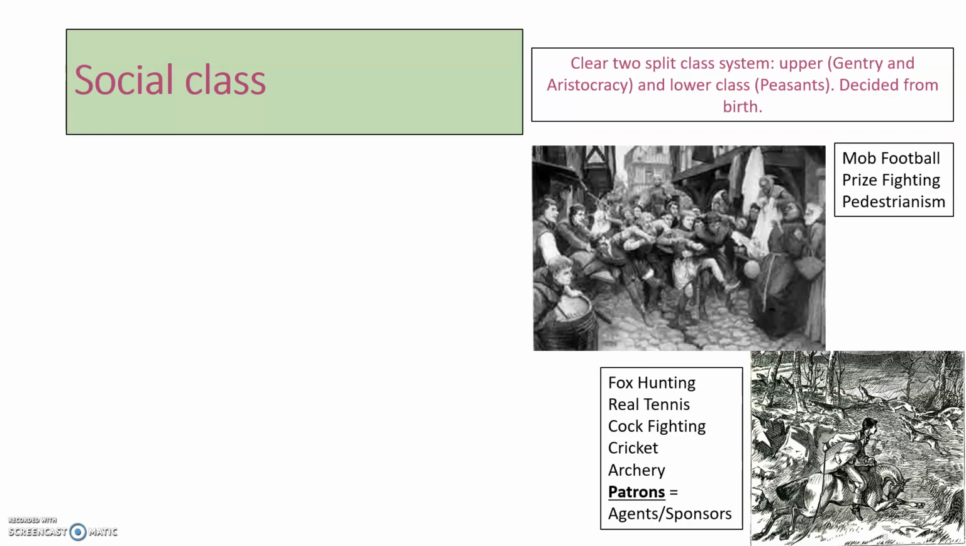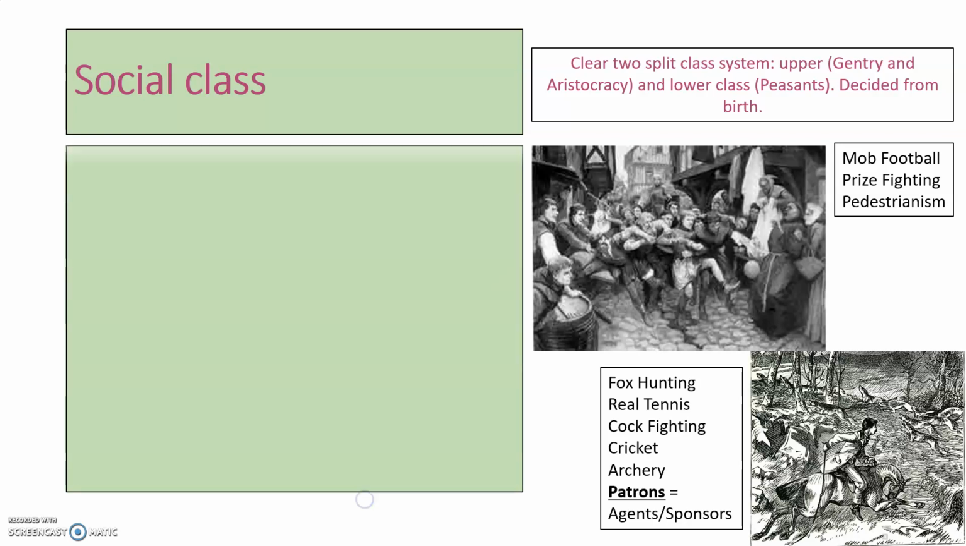They'd have also taken part in activities that weren't illegal at the time, such as animal baiting, for example cockfighting. And you would also have seen the upper class, as you looked back on your previous lesson in some of the pictures, being patrons. What we mean by that is that they were the agents, the key sponsors for some of these peasants. Ultimately they would have owned the peasants and taken them to these various events.